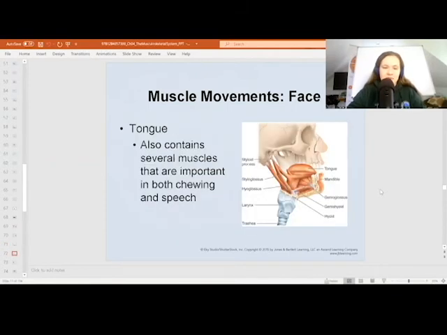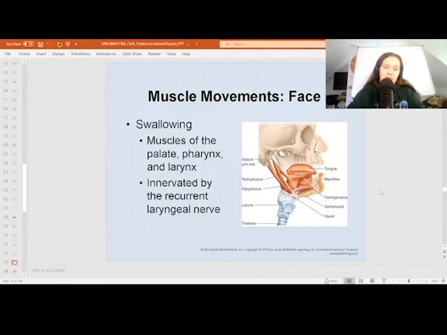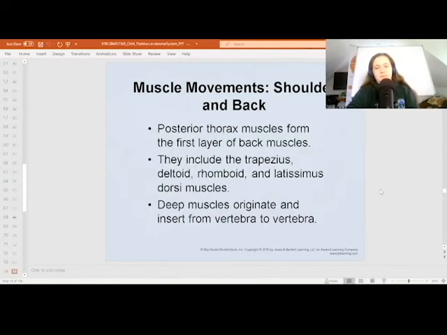The tongue also contains several muscles that are important in both chewing and speech. Fun fact, the tongue, in proportion, is the strongest muscle in your body. Swallowing involves muscles of the palate, pharynx, and larynx, innervated by the recurrent laryngeal nerve.